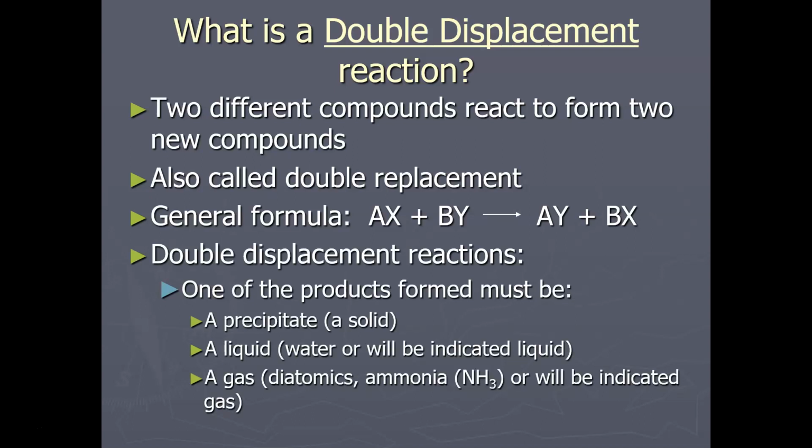In double displacement reactions, one of the products formed must be a precipitate, a solid, a liquid, which is going to be water, or the problem is going to flat out tell you that something is a liquid, or a gas, which is our diatomics, meaning our Brinkelhoffs, ammonia, which is NH3, or it's going to be indicated that this thing is a gas. So in order for this reaction to happen, like we mentioned, not all reactions happen, one of the products has to be a solid, liquid, or a gas.